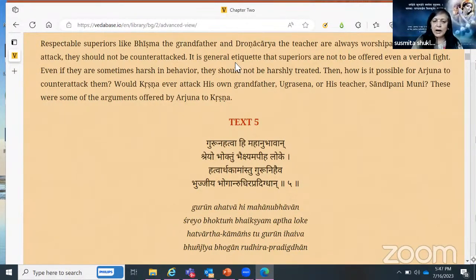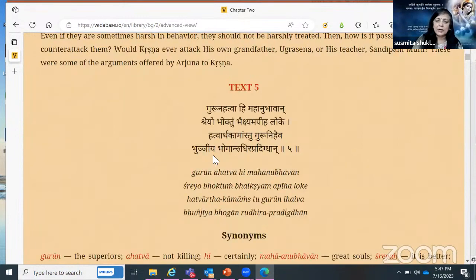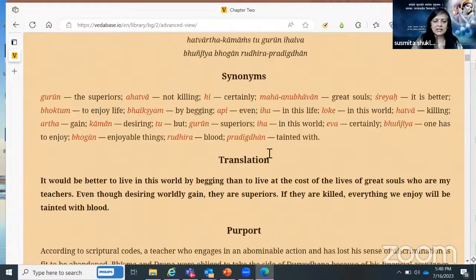Then hatva arthakamastu gurunahaiva. Hatva arthakaman. Artha is money, right? And kam is desire. Although because of the worldly things they are looking at, although they are gurus, bhunjiya bhoga, enjoying after killing them, is rudhir pradigdha. Rudhir means blood and pradigdha means tainted. Whatever we will enjoy will be tainted by their blood. So let's read the translation.